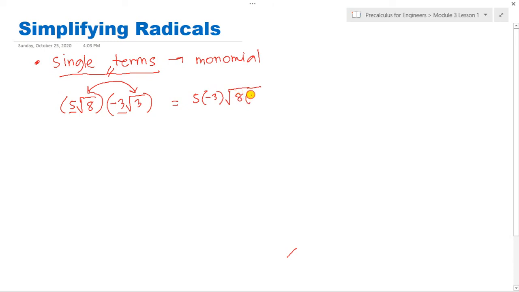So, we have 8 times 3. So, what is 5 times negative 3? So, this is negative 15. Then, how about 8 times 3? This is equal to 24.